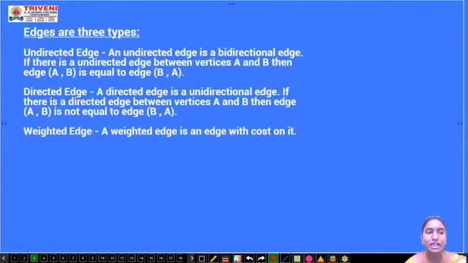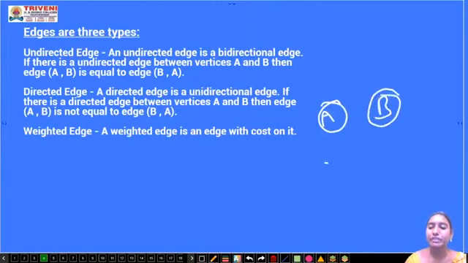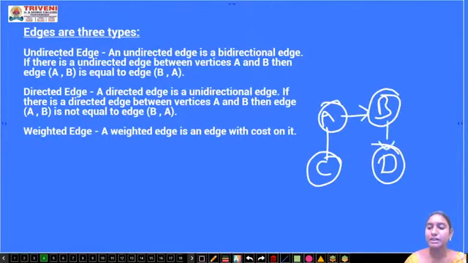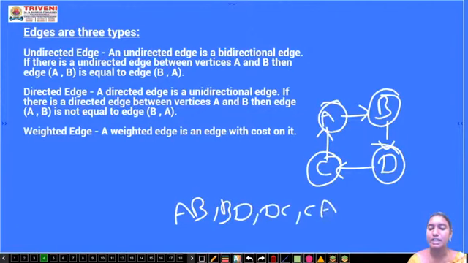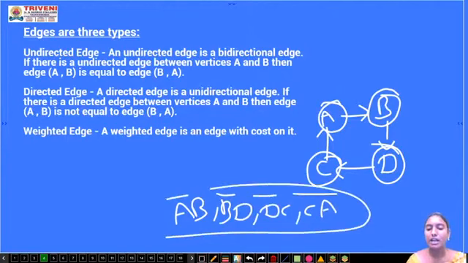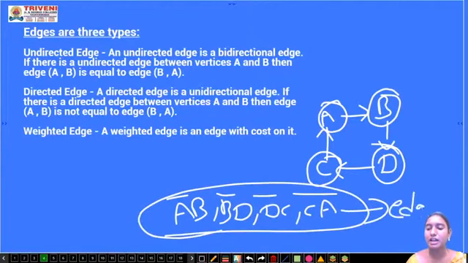And next, edges are of 3 types: the directed edge, the undirected edge and the weighted edge. Whenever I write the graph, I have to direct the elements from one place to another place. Then the direction will be shown from A to B, B to D, D to C and C to A. These are the different types of edges in the graph.